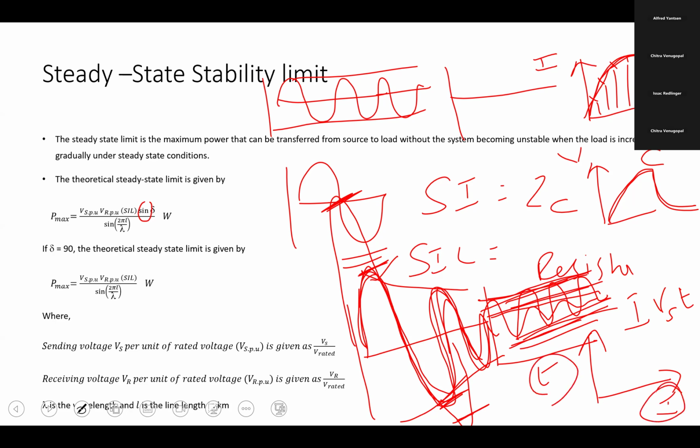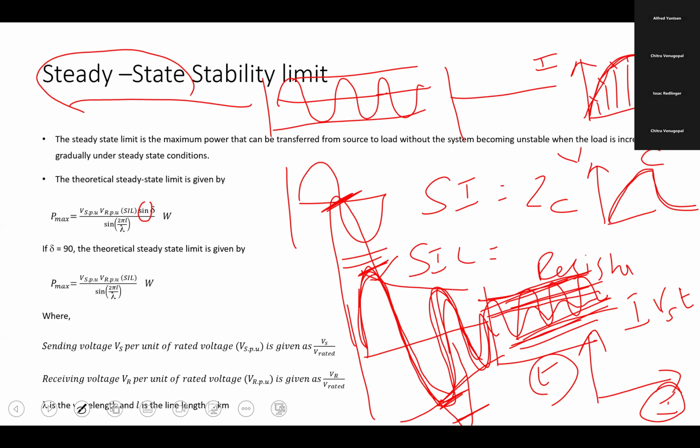Okay, so steady state stability limit. Steady state means the stable state. When it reaches the steady state, it has to reach stability. Stability means it can still oscillate. It does not necessarily have to remain constant. It can oscillate, but it should be a stable oscillation.